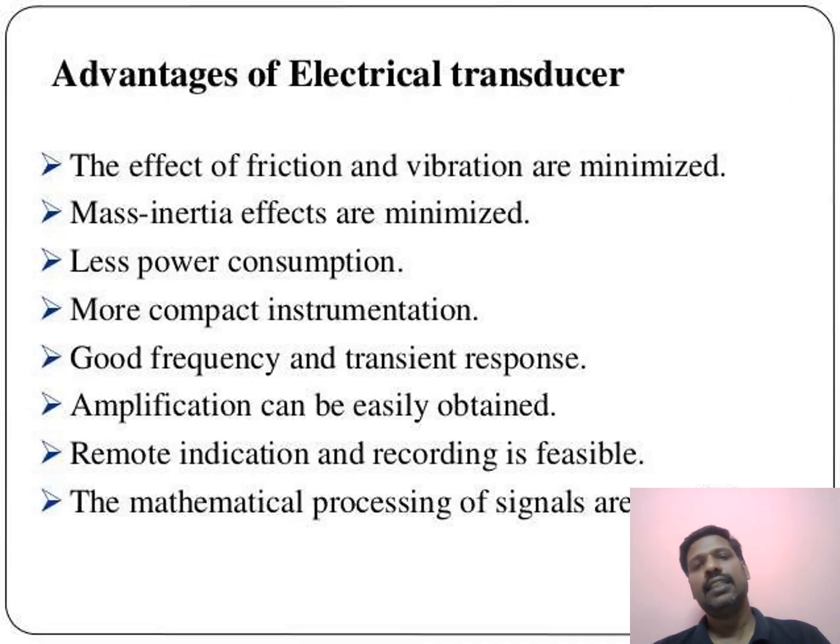Advantages of electrical transducers. The effects of friction and vibration are minimized. While we are using an electrical transducer, the friction and vibrations are minimized, and mass inertia effects are minimized. There is the lowest power consumption, more compact instrumentation, and good frequency and transient responses. Amplification can be easily obtained. Remote indication and recording is feasible. Mathematical processing of the signals is possible.